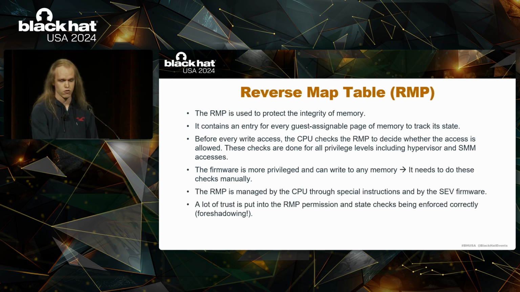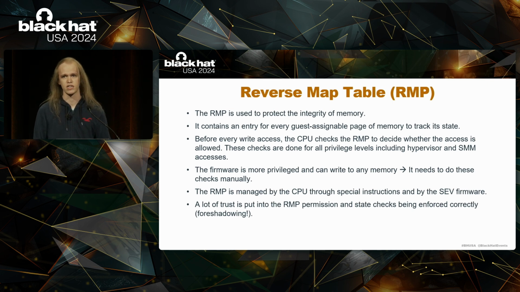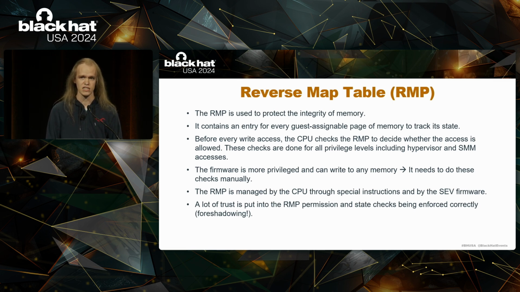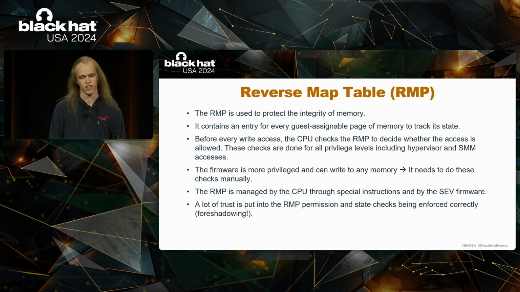Okay, so next up, we'll talk about the reverse map table. So I already told you that all of the memory is integrity protected, and it's also encrypted. For now, we'll just talk about the integrity protection part, and we'll talk about the encryption later. So the reverse map table is a really large table that is used to track the ownership state of every 4 kilobyte chunk of memory on the system. The basic idea is that most memory starts out as being owned by the hypervisor, but as the hypervisor wants to launch different VMs, it can actually assign memory to those VMs by changing the RMP to reflect that.